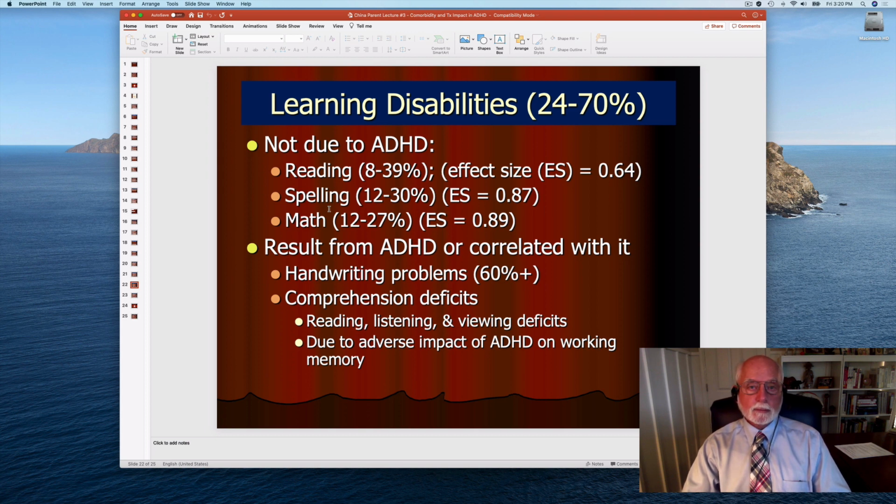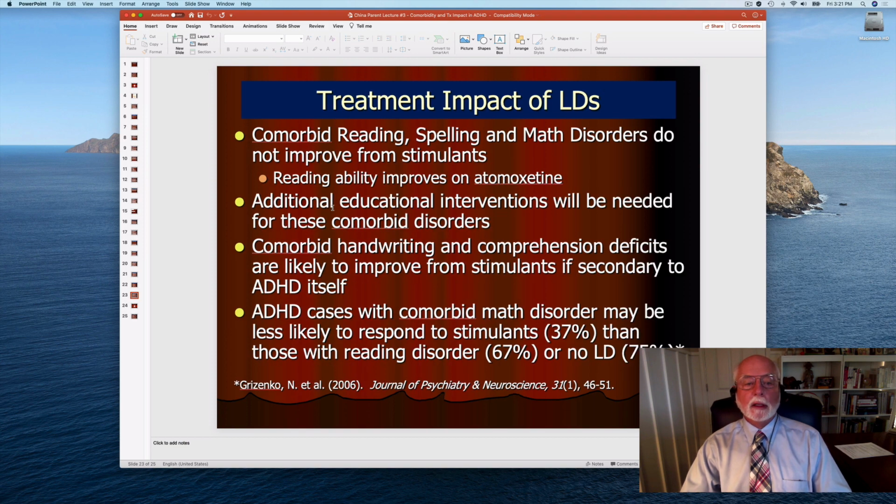Here again, managing the ADHD with an ADHD medicine often improves a child's comprehension of their reading, of what they view, and of what they hear. So in those two cases, coordination and handwriting, as well as comprehension, treating the ADHD first can be very helpful. But where there is clearly a reading or phonetics problem, a spelling problem, or a math problem, then treating the ADHD is unlikely to help those comorbidities.